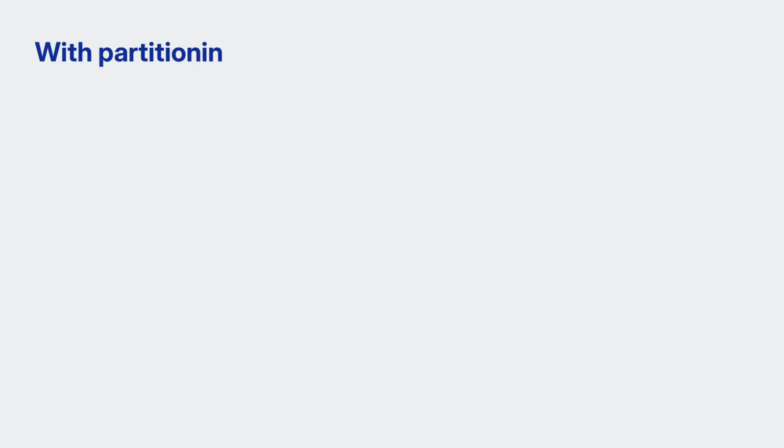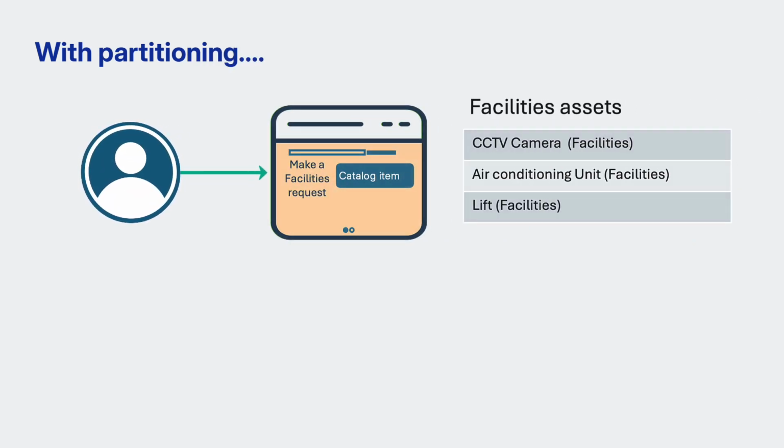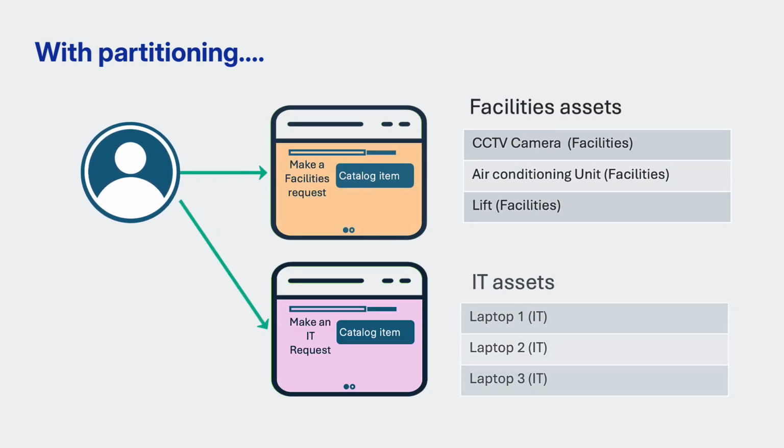So with partitioning, the assets that they can see in the form are only ones that are in a partition connected to that service. And this is also true when an agent is working on a request and has access to assets. And instead of seeing every asset, they only can see the ones associated to the service they're working in. So there's a few steps to this, so let's take a look at how this is done.